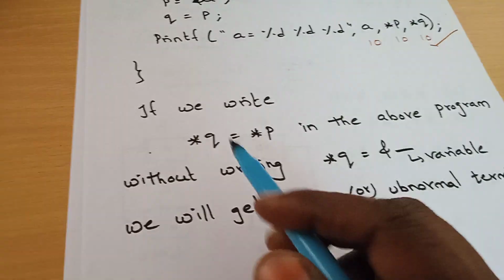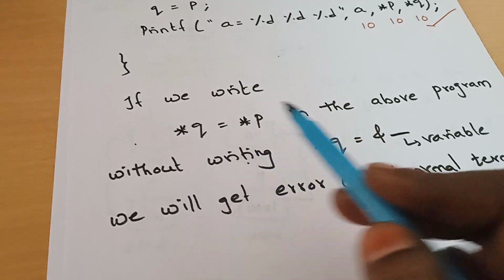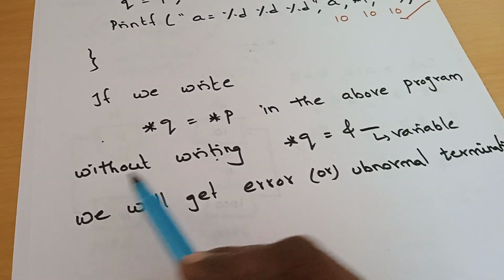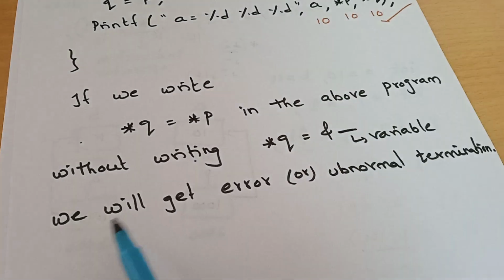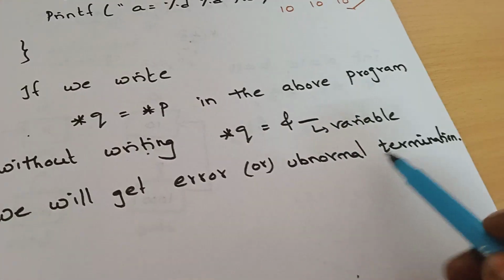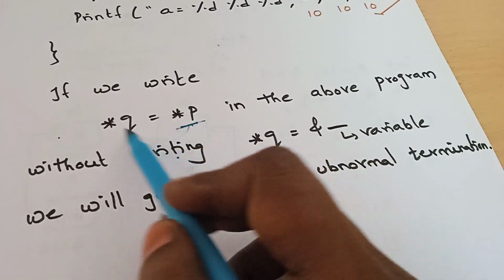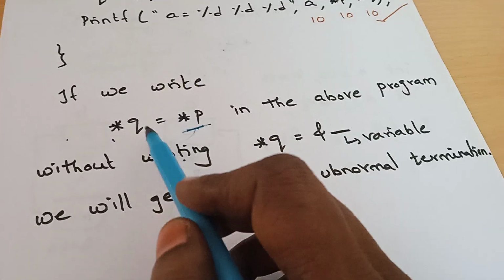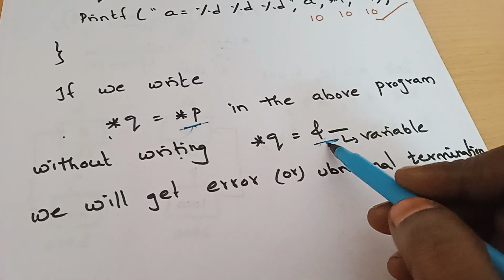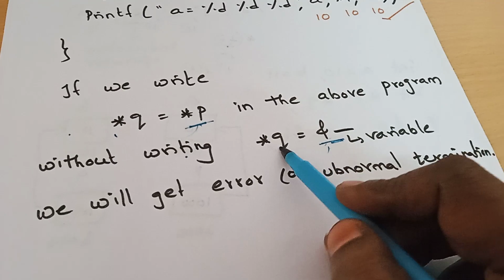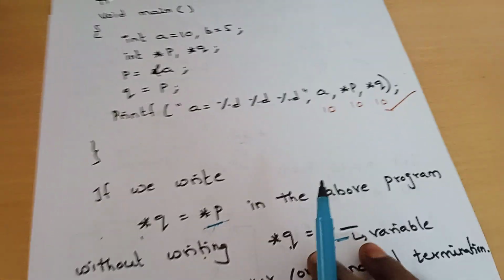You can see that if we write star q is equal to star p in the above program without writing q is equal to the address of the variable, we will get an error or abnormal termination. So before you assign any value through the pointer, you should first write the address of the variable it is going to store. That you have to write, otherwise you will get an error.